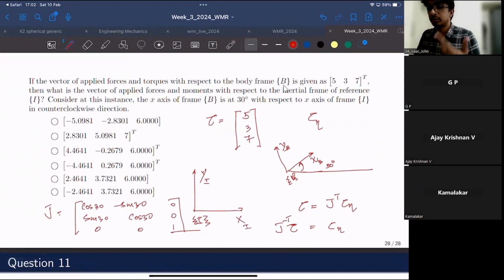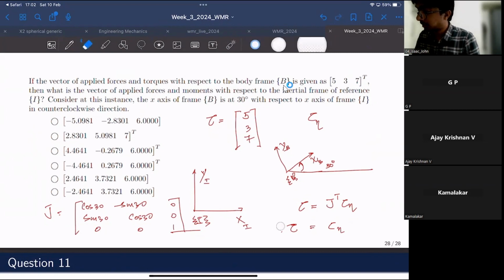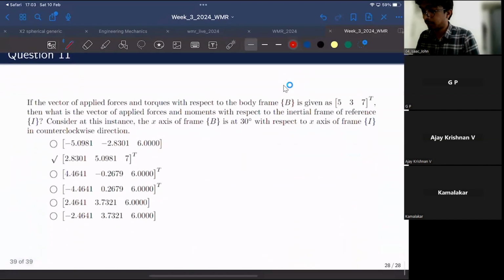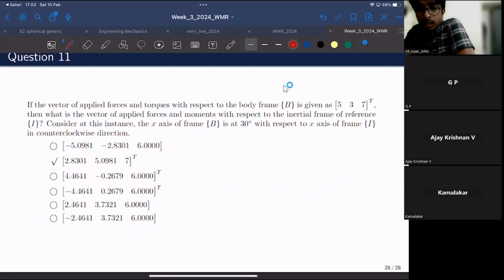Since it is equivalent to taking the inverse twice or transpose twice, you can basically write this as J of tau itself. Still similar, right? So if you do that, you will get the answer to be, I think, option B, I suppose. Yes.